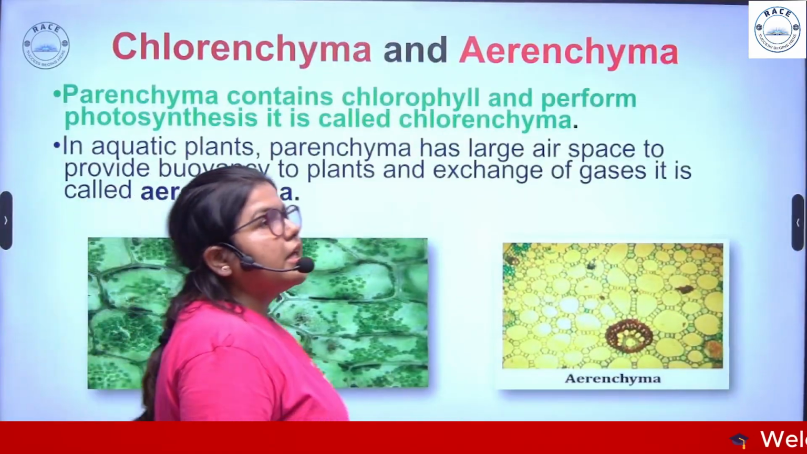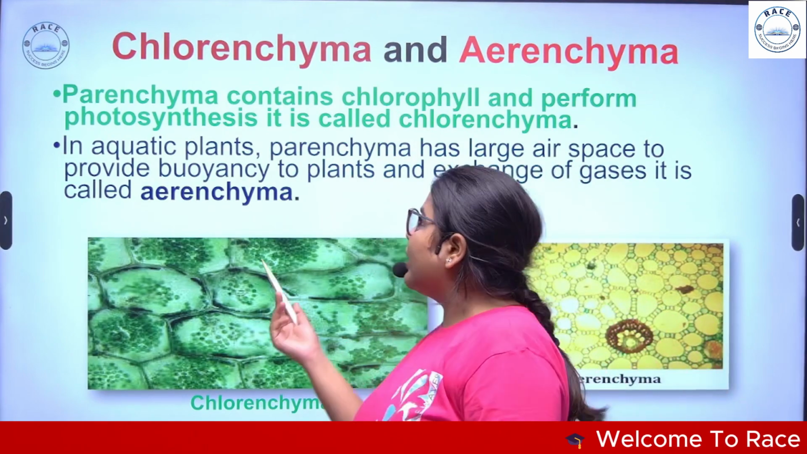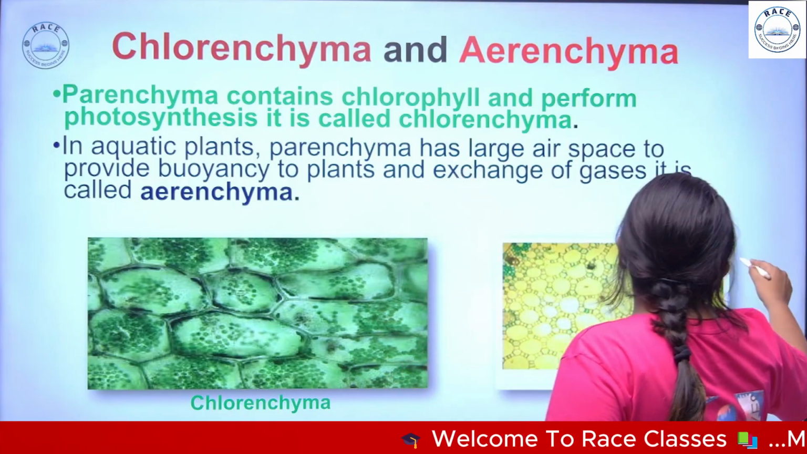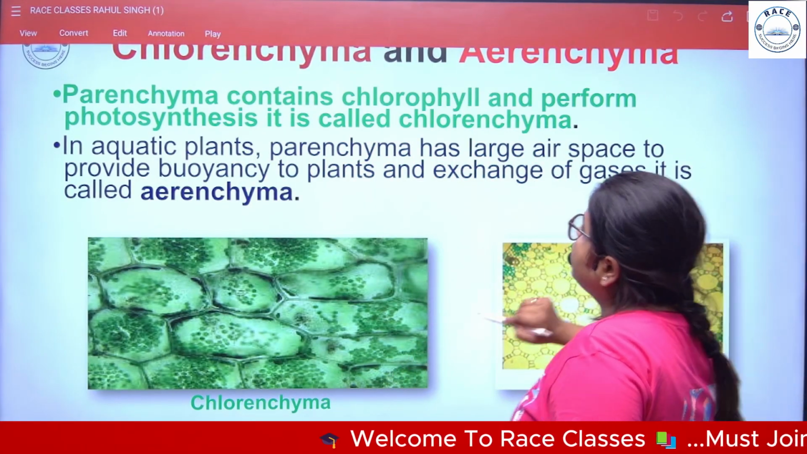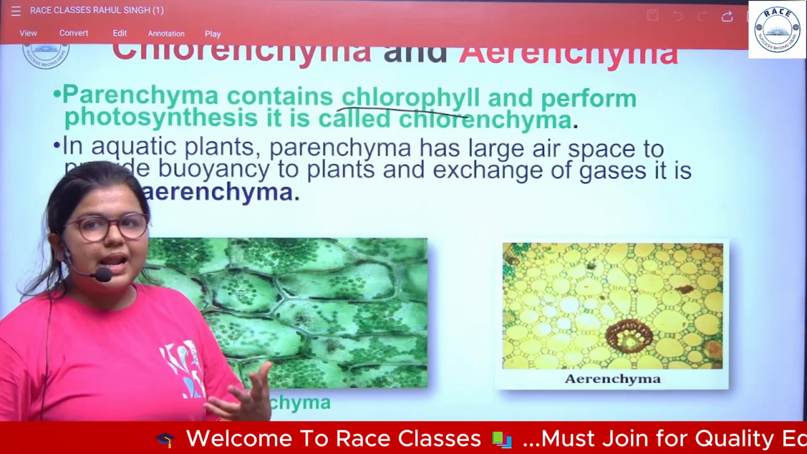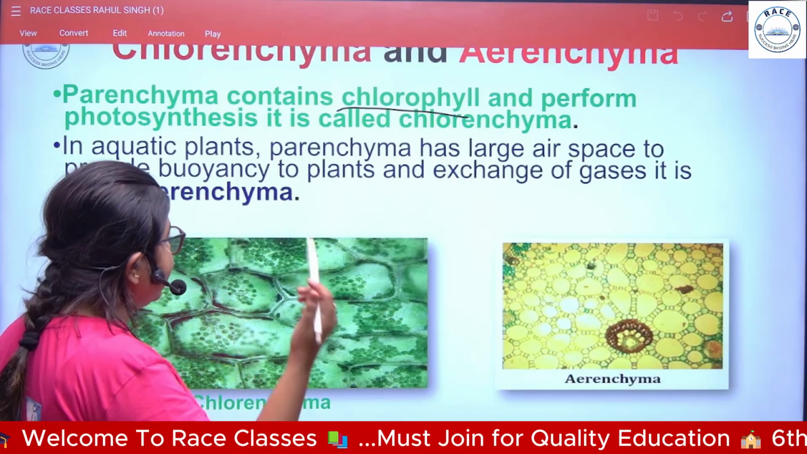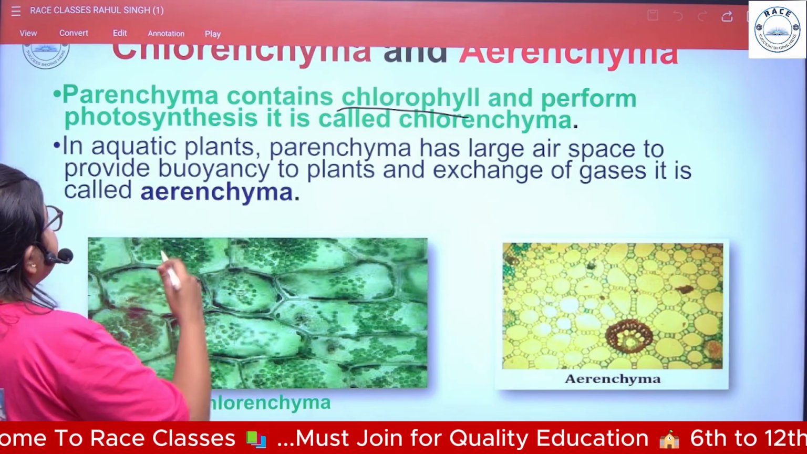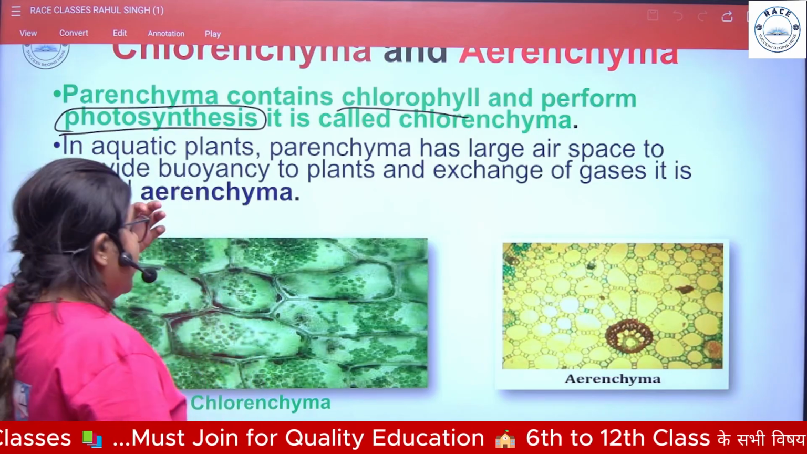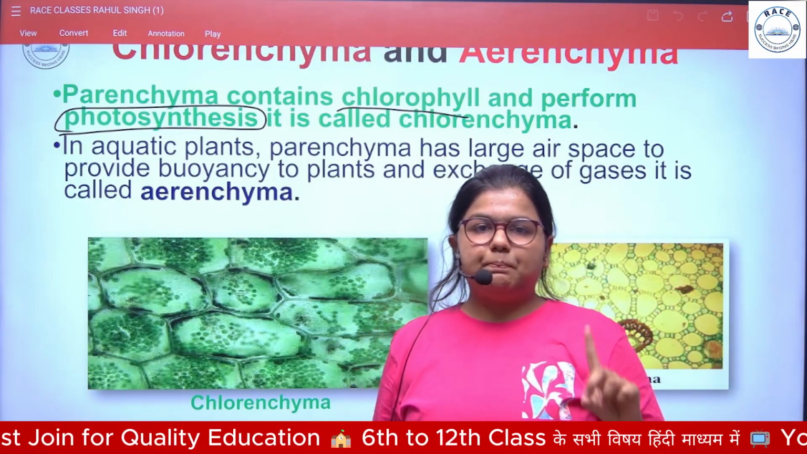Now, the parenchyma is able to modify itself to form chlorenchyma and aerenchyma. What is chlorenchyma? Whenever the plant parenchyma contains chlorophyll, it is known as chlorenchyma. And what function does it perform? It can perform photosynthesis. Now, aerenchyma is a specific feature which is found in the aquatic plants only.